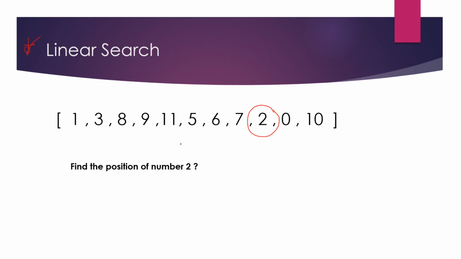And as a human being, when you see this list, you're gonna say, oh, number 2 is right here, because I just see it. So simple. And then after that, you're gonna count to get the position of number 2. So it's going to be 0, 1, 2, 3, 4, 5, 6, 7, 8.